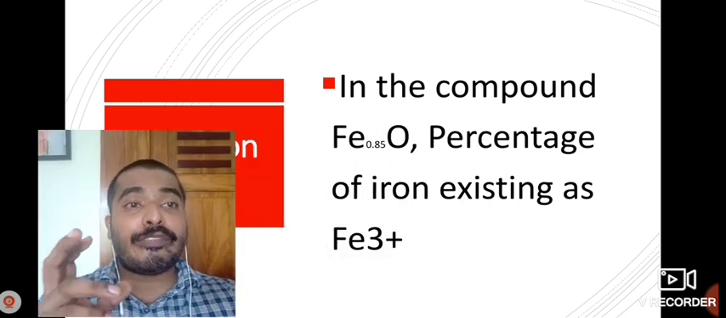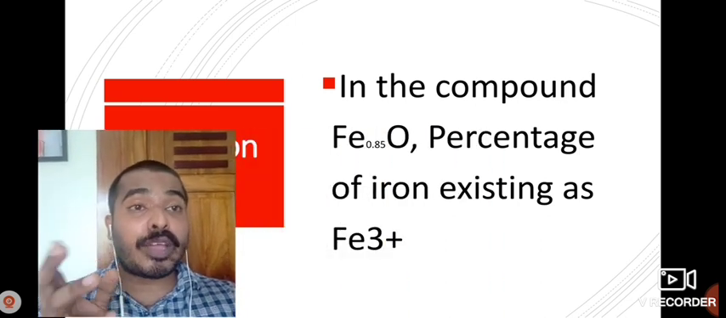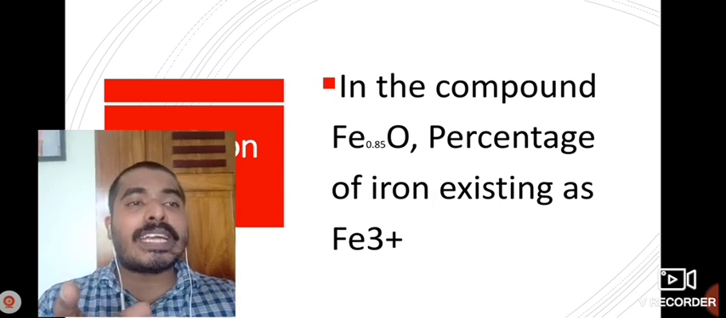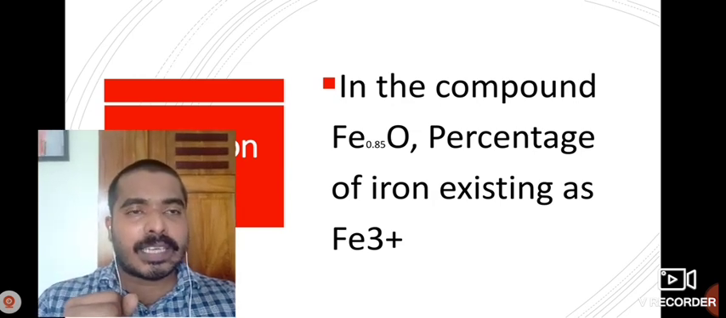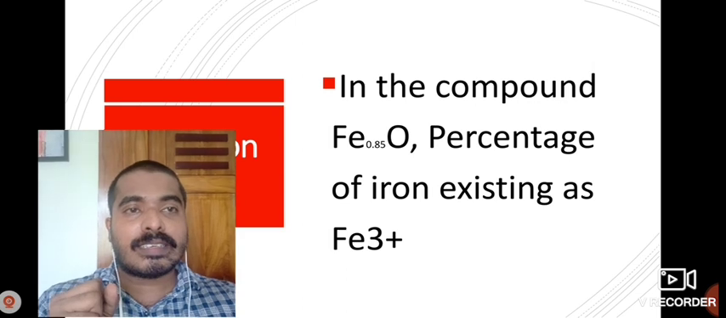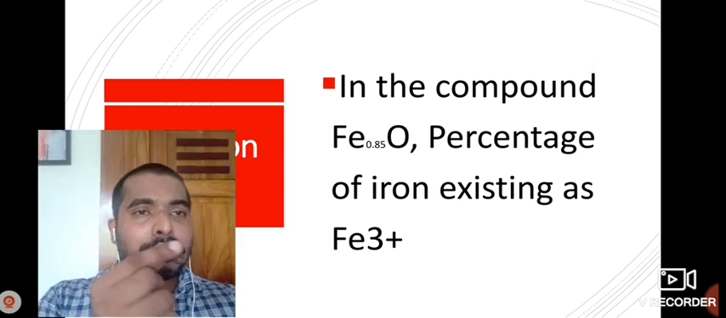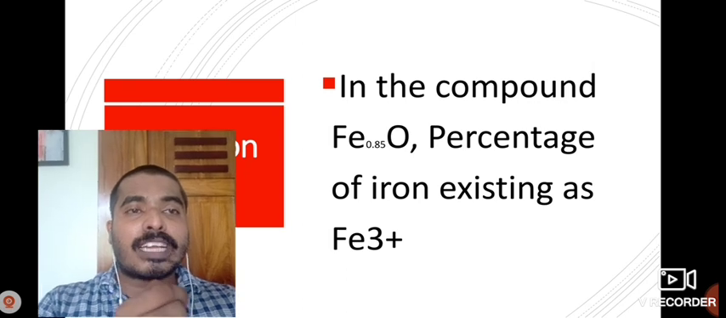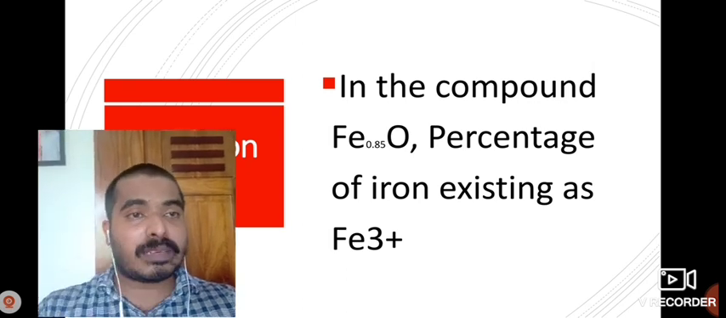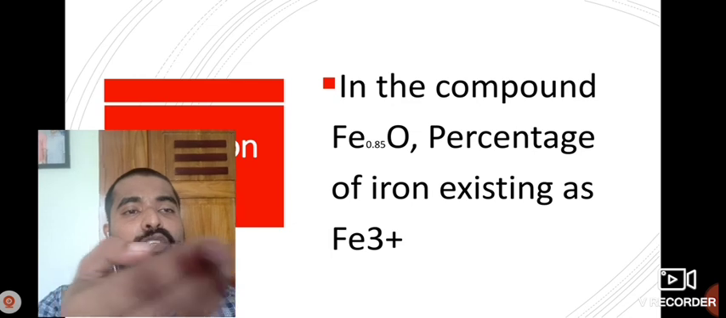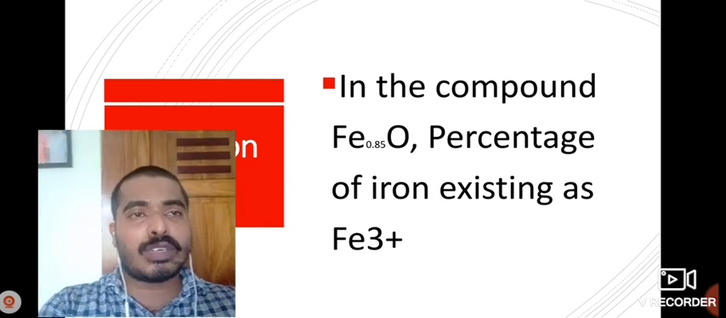In the compound Fe0.85O, what is the percentage of iron existing as Fe3+? Here the cation is missing. The actual compound is FeO, Fe2+ O2-. But here some of the cation is missing. That's why only 0.85 Fe atom is there. So the percentage of iron existing as Fe3+, that is the question.